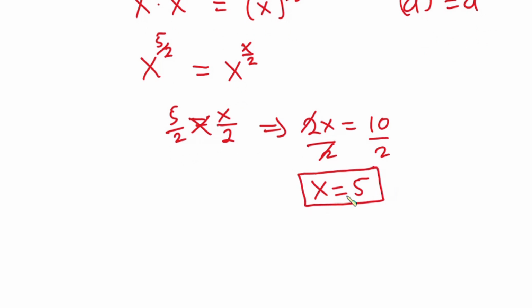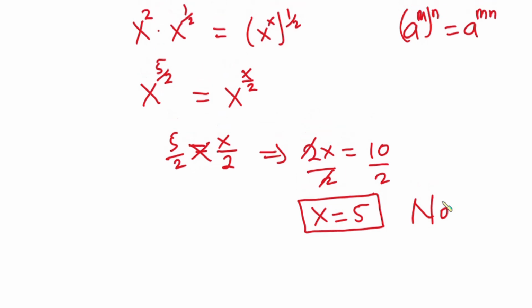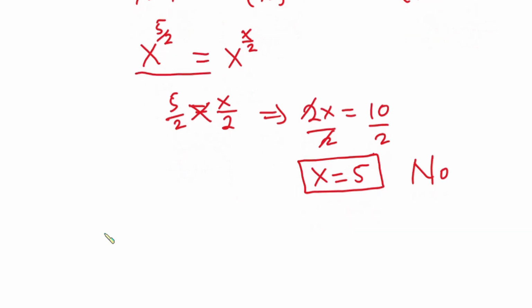Now the question is, is x equal to 5 the only solution to this problem? Well, the answer is a big no, okay? There are other solutions to this problem. So let's deal with that. Now considering this equation over here, we have x to the power 5 on 2 is equal to x to the power x on 2, all right?